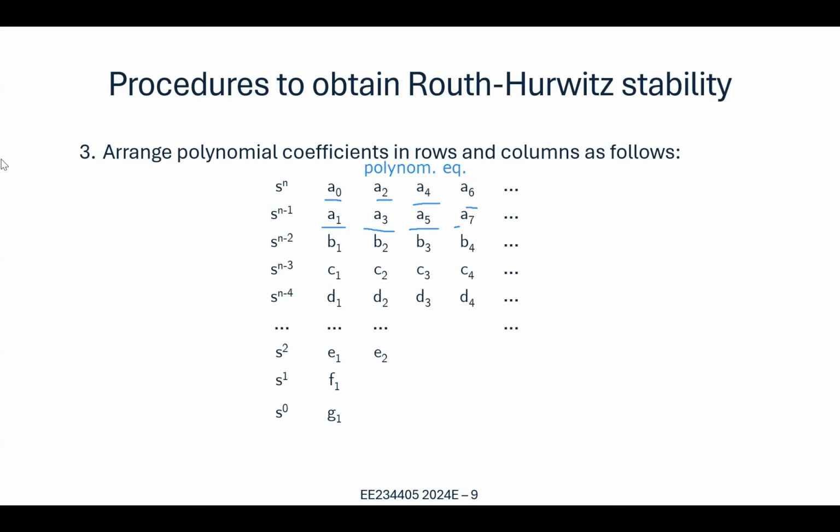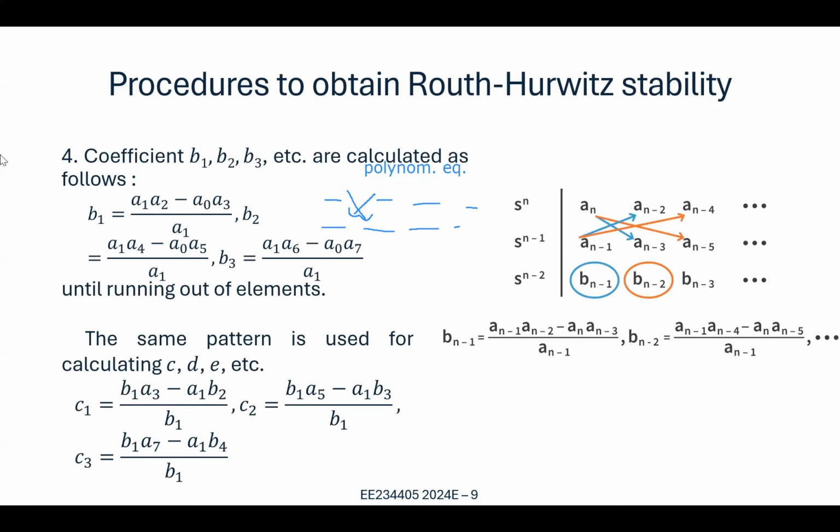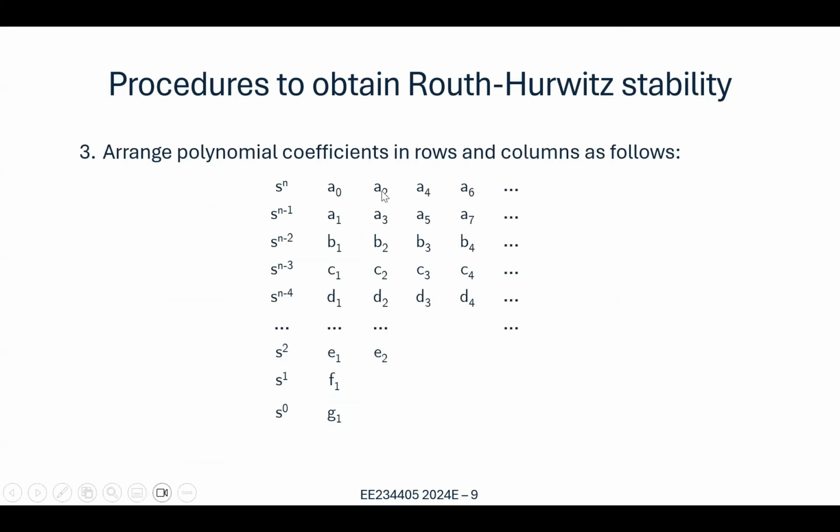So B is actually the difference of cross multiplication between A0, A3 minus A2, A1. So similar to how you write the determinant of the matrix. So for example, here is A1, A2 minus A0, A3. So it's like this and this, right? And this one is positive, this one is negative, and so on.